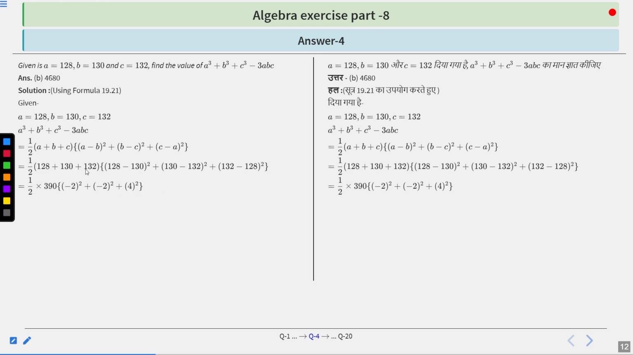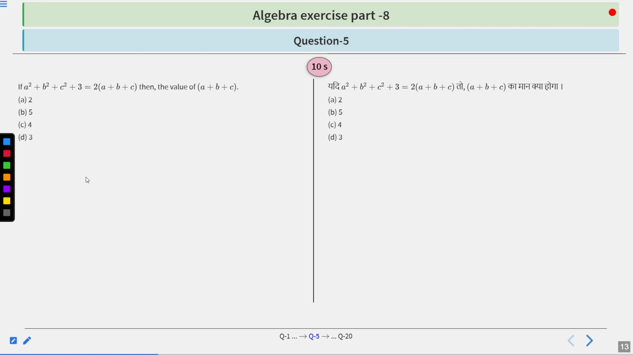128 plus 130 plus 132 is 390, into 1 upon 2. 128 minus 130 is minus 2, whole square. 130 minus 132 is also minus 2, that is minus 2 whole square. And 132 minus 128 is 4, so into 4 square. 390 upon 2 is 195, into this is 2 square is 4. 2 square is 4. 4 plus 4 is 8. And 8 plus 16 is 24. So 195 into 24, that is equal to 4680, is the correct answer, option number B.